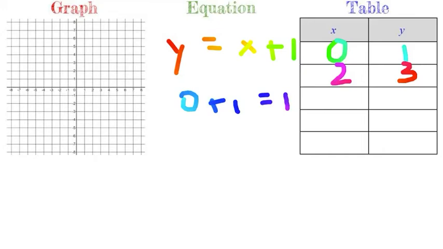Let me choose, I don't know, 5. So if x is 5, 5 plus 1 is equal to 6. Next, let's choose a negative number. Let's go negative 2. If x is negative 2, go back to the equation, go back to the rule. It's going to be negative 2 plus 1. All right, so that y value should be negative 1. Negative 2 plus 1 is negative 1. And then one last one, let's go negative 4. Why not? Negative 4, right? So go back to my rule, negative 4 plus 1, that's going to be negative 3.